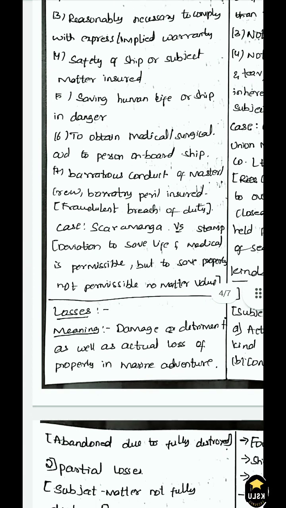The case is Scaramanga versus Stamp. So in this case it was held that deviation to save life and medical aid is permissible, but to save property is not permissible, no matter how much the value of the property. So to save property you cannot deviate from the path. Even though that property is very high value, deviation is not permissible.